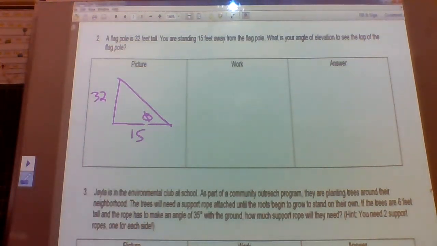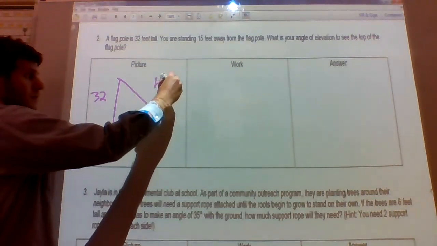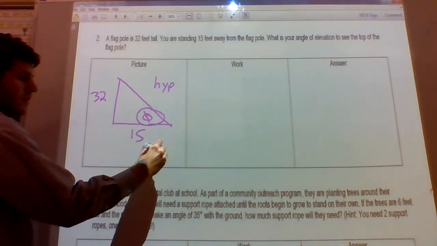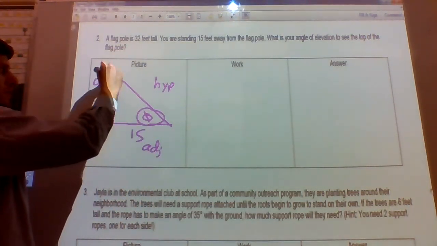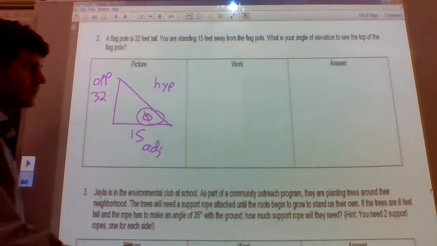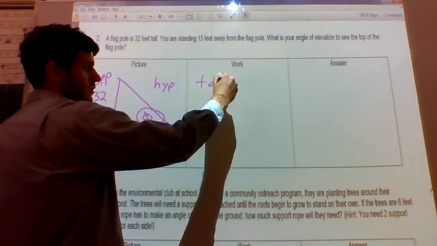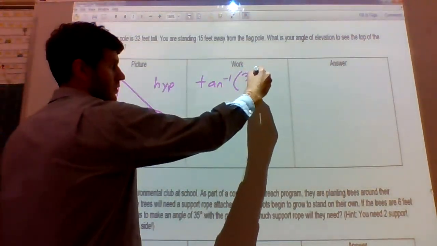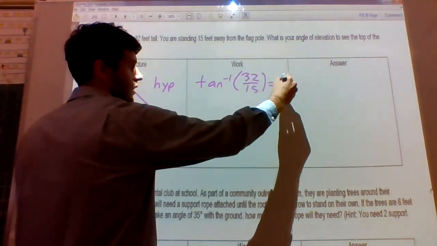First thing we want to do is label. We're looking for an angle, so we know this is going to be inverse trig. Label our hypotenuse, circle our angle. Next to is adjacent, across from is opposite. We have opposite and adjacent, that's going to be tangent. So inverse tangent of opposite over adjacent, 32 over 15, is going to be equal to our angle.